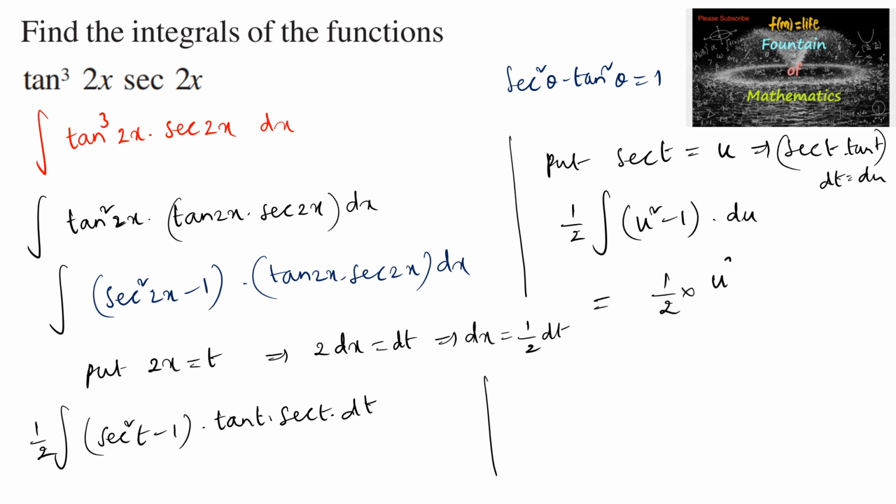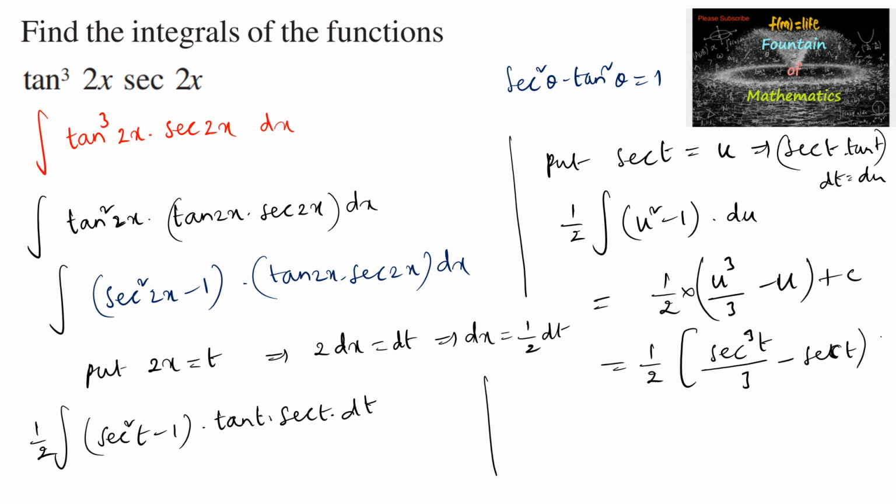Integration of u square is u to the power of 3 by 3, minus integration of 1 is u, plus constant. Now let us substitute u value as secant t. So secant cube t by 3 minus secant t plus c, or we can write 1 by 6 secant power 3 t minus 1 by 2 secant t plus c is the answer.